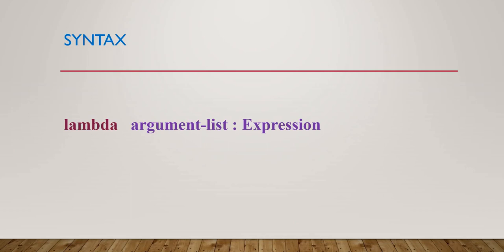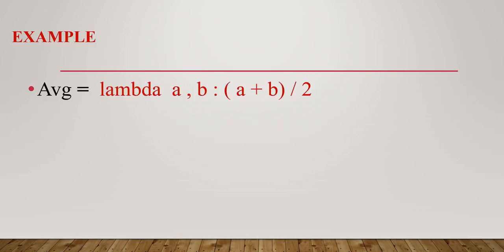This is the syntax for a lambda function. The function starts with the keyword lambda followed by the argument list. We can give any number of arguments. Then we have to give the expression. The argument list and the expression are separated with a colon. This is an example for a lambda function. In this function, I'm using A and B as the parameter argument list. The expression is A added with B, and then this total is divided by 2.